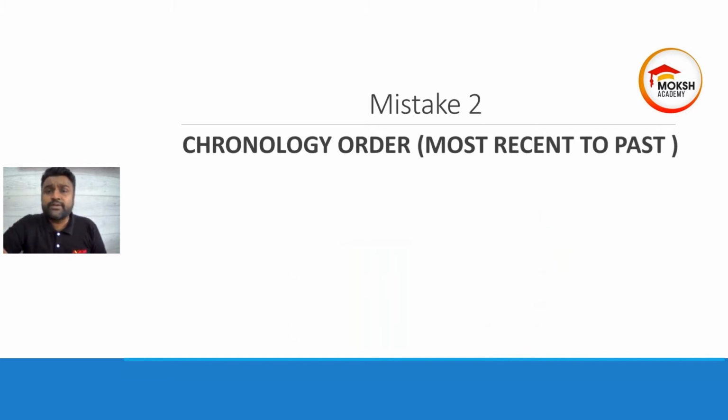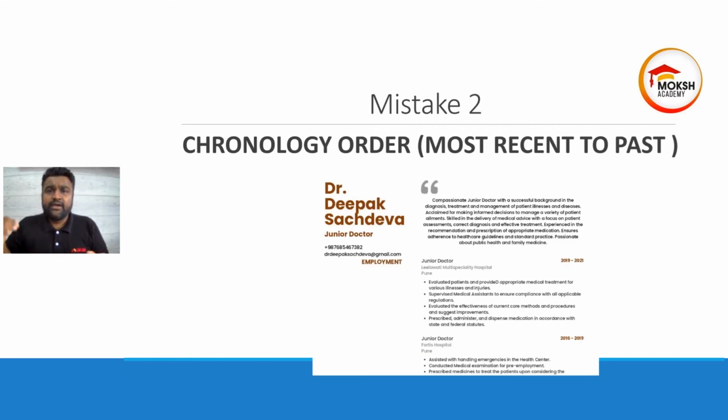Error number two: chronology order. Please understand the chronology, most recent to past. Many a time we have seen students writing a basic career objective and then start talking about how 10 years ago they were in med school, and then they talk about their internship, and then some place where they have worked. So you cannot do that. It's the reverse. What are you doing currently?